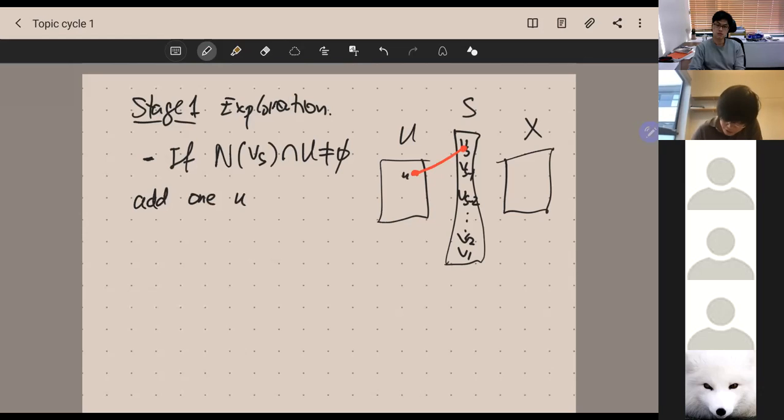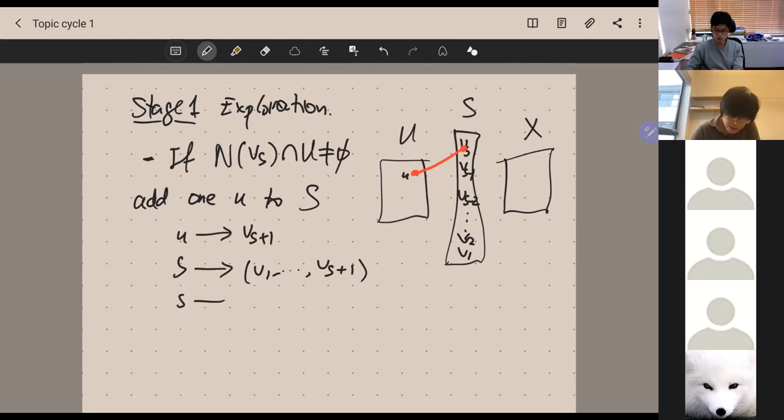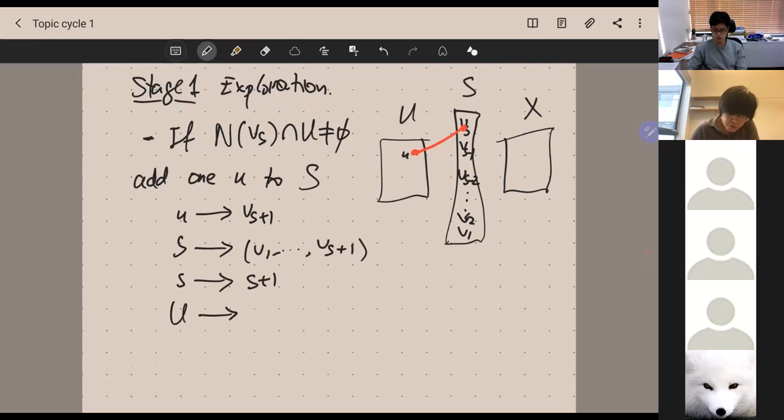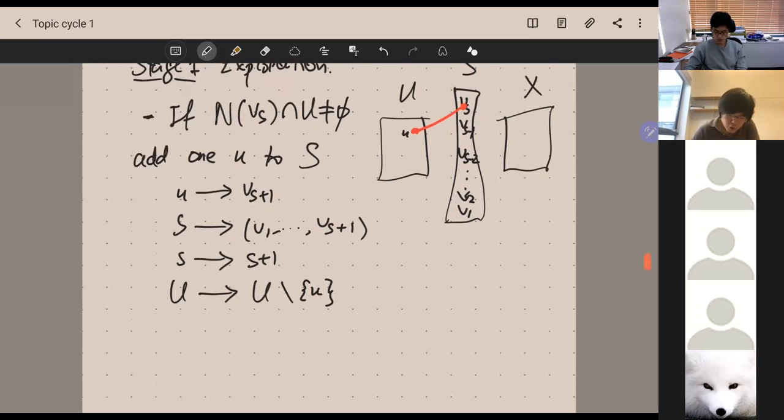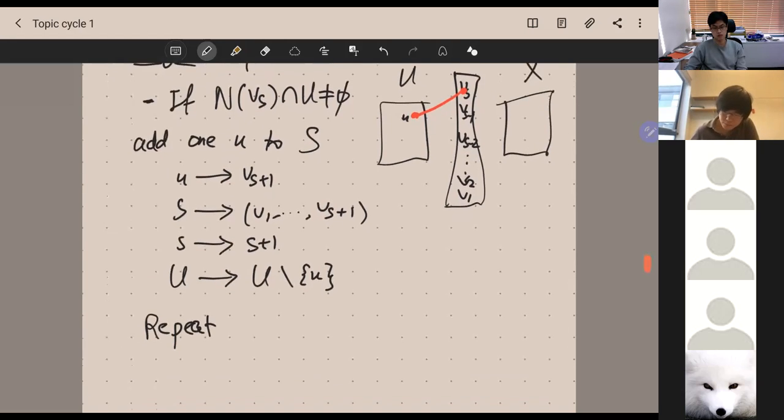Let's call this guy little u, and add it to the stack S. We update the stack by inserting one more vertex, so u becomes the top of S and the stack gets elongated. We also update the length, little s, to s plus 1, the depth. And since we have explored u, we kick it out of the set of unexplored vertices. Whenever we can do this step, we repeat it, whenever we can.